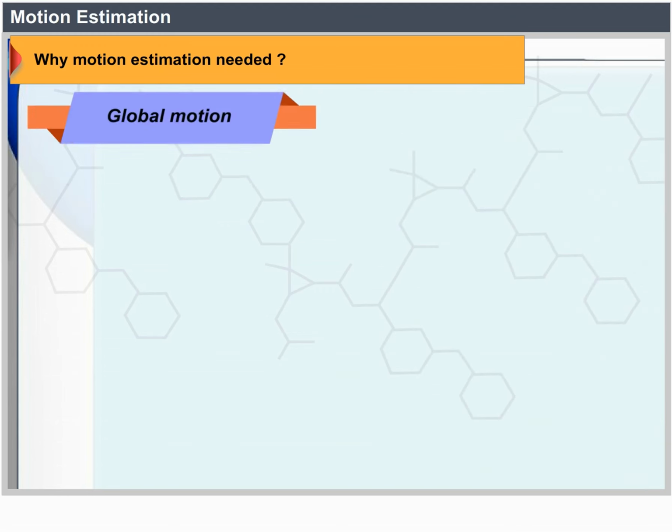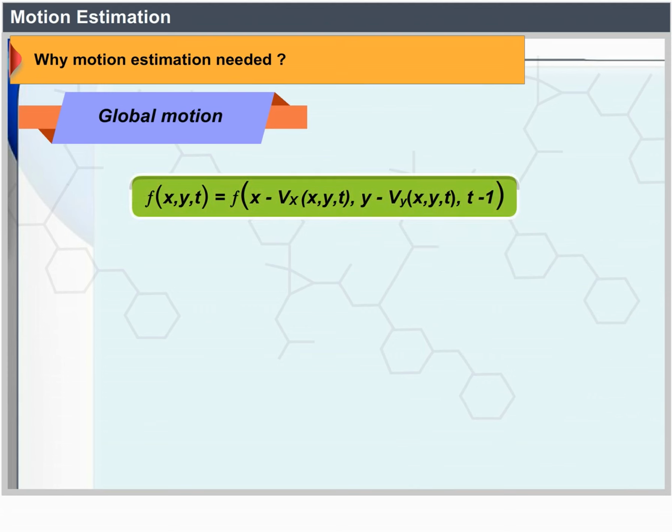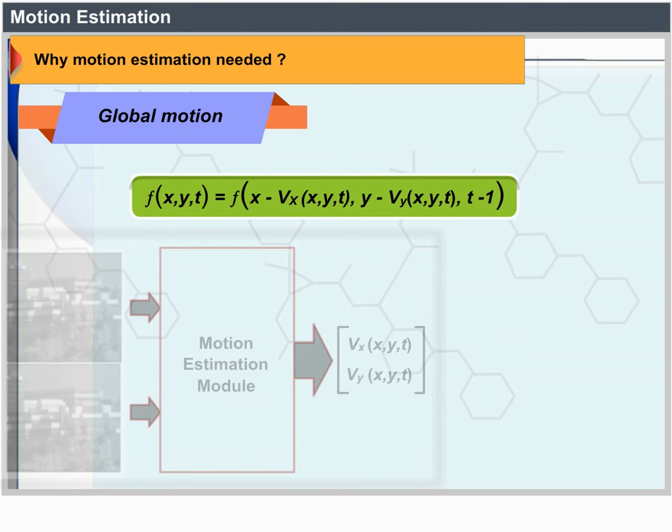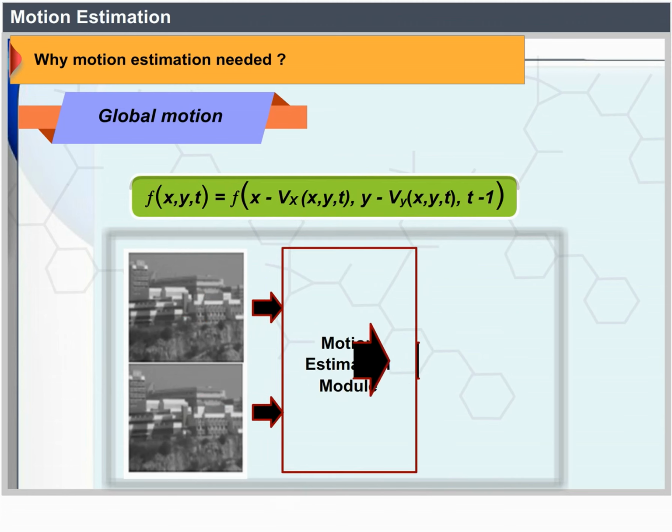The global motion equation is f of x, y, t equals f of x minus vx of x, y, t, y minus vy of x, y, t, t minus 1. The motion estimation problem is represented on screen.